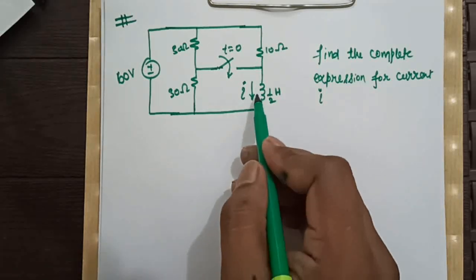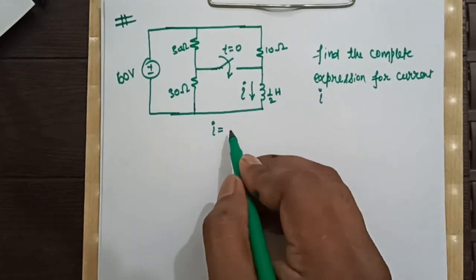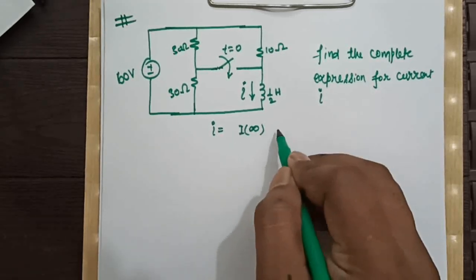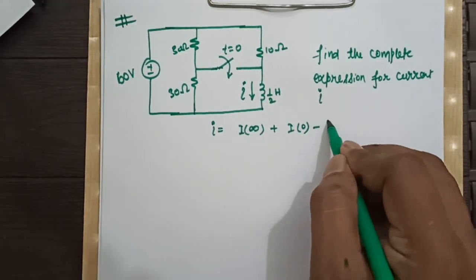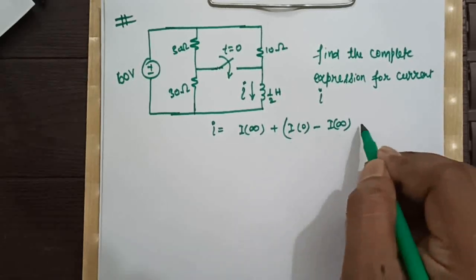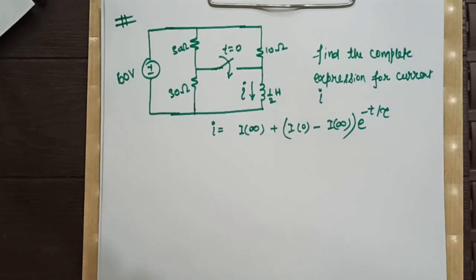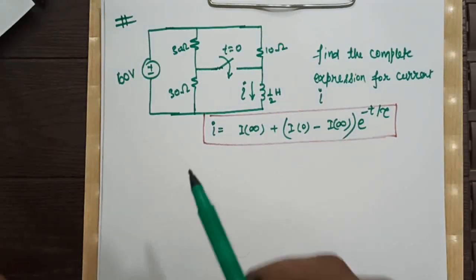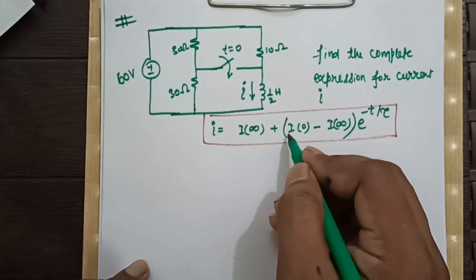Now the current expression will be what? As I told several times, the current expression in this case will be of the form I infinity plus I naught minus I infinity, and as a whole multiplied by e to the power minus t by time constant, isn't it? This will be our expression for current. Clear? So let us find I infinity. First of all we will find I naught.